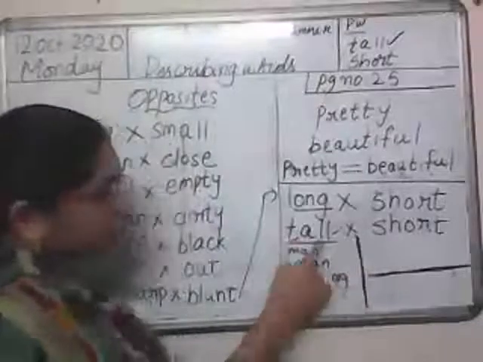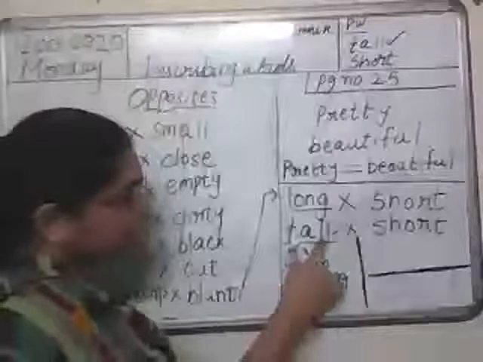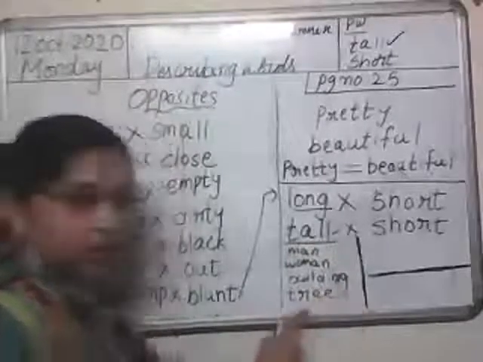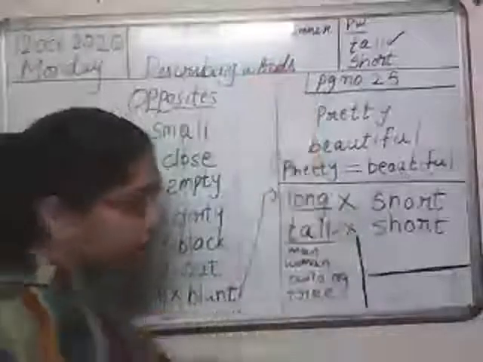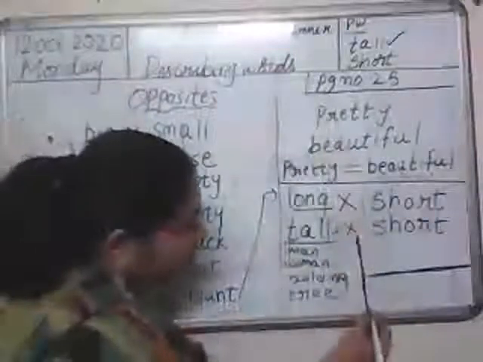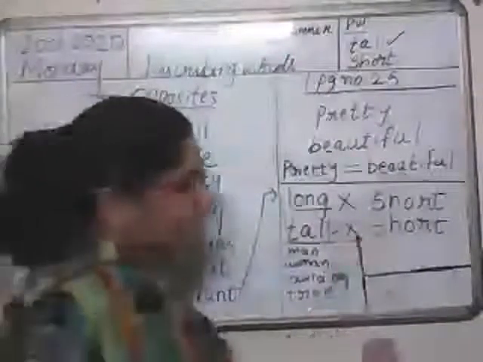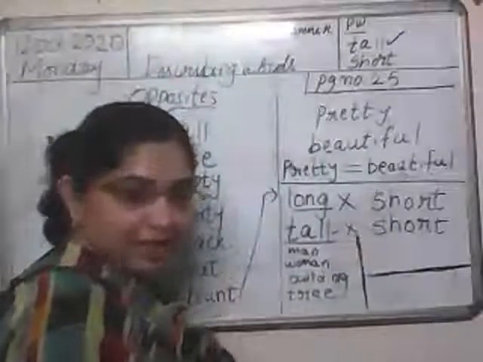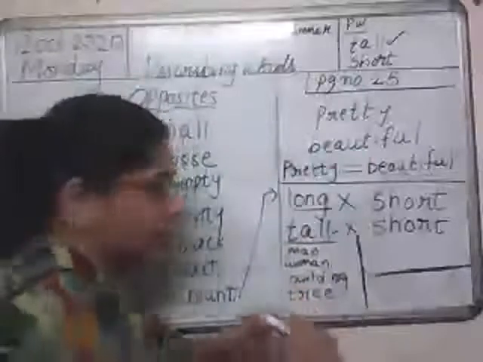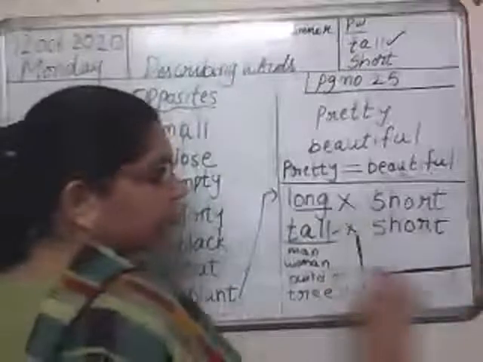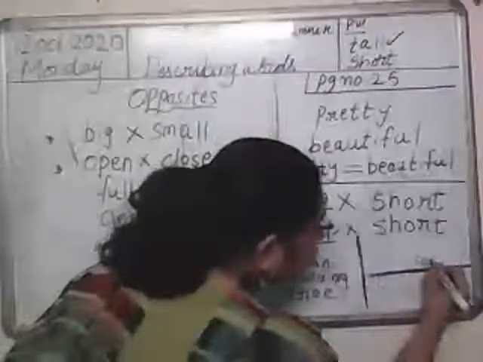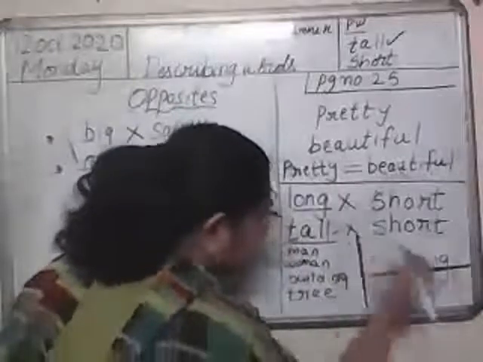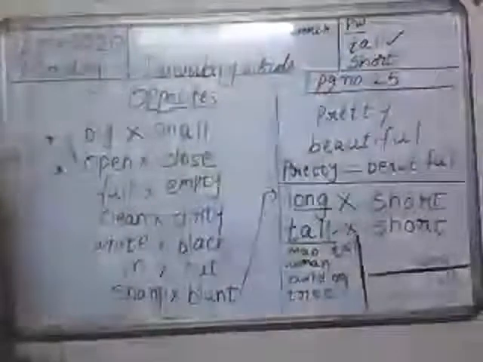B-U-I-L-D-I-N-G, tall building, tall man, tall woman, and tall tree. Coconut is a tall tree, right? Because from down, it goes straight up. And if you hold a scale or a pencil, you say it is long. Or even if you hold a rope in your hand, we say it is long. We don't say rope is tall. This is L-O-N-G, long. And something going right up is T-A-L-L, tall.